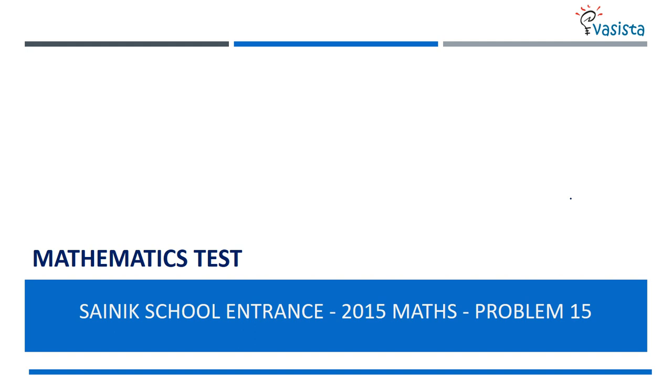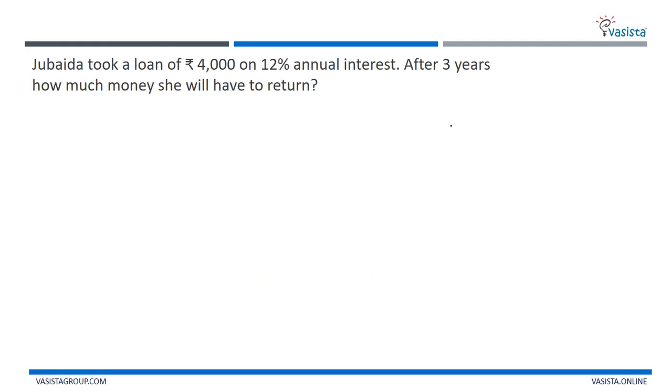See problem number 15. Fine. Let us start solving it. Jubaida took a loan of rupees 4,000 on 12% annual interest. After 3 years, how much money she will have to return? Right. It's a simple interest problem, right?